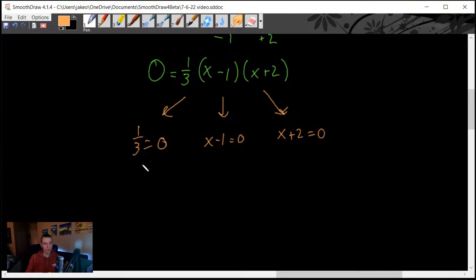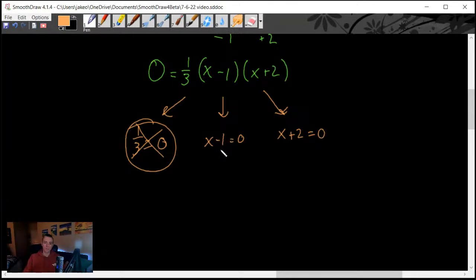So 1/3 equals 0, that never happens, right? 1/3 does not equal 0. There's no x's in here, so it's not dependent on whatever your x value is. There simply is no solution to this equation. So that won't contribute anything useful for us. 1/3 does not equal 0 ever.